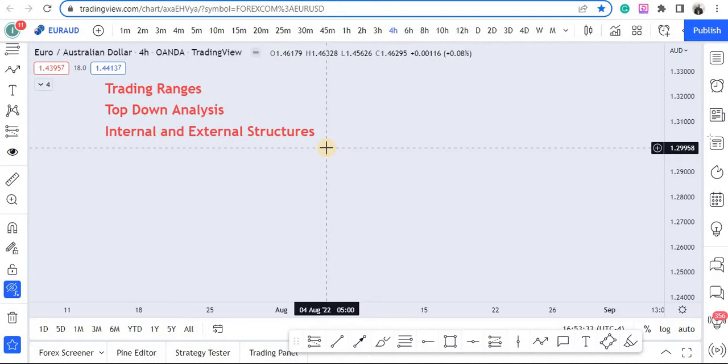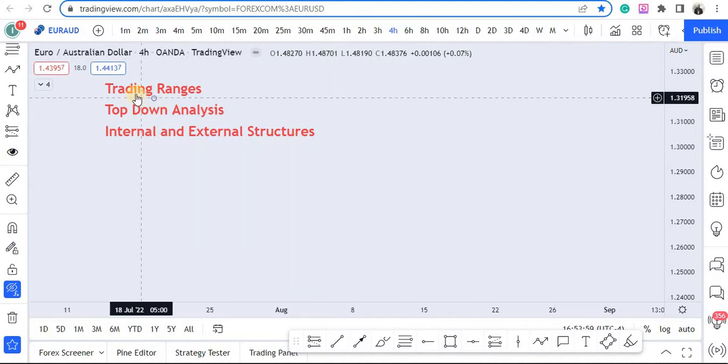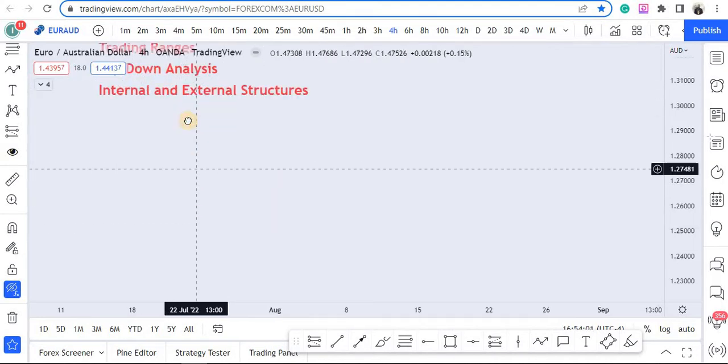to really master. So in this video, we are going to be looking at trading ranges, a bit of top-down analysis, and a bit of internal and external structures, just to make us understand more perfectly what market structure is all about. So let's start with the trading range.